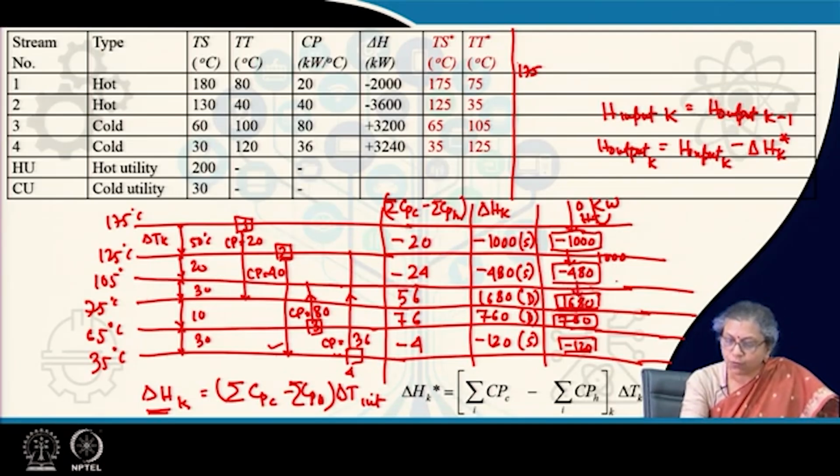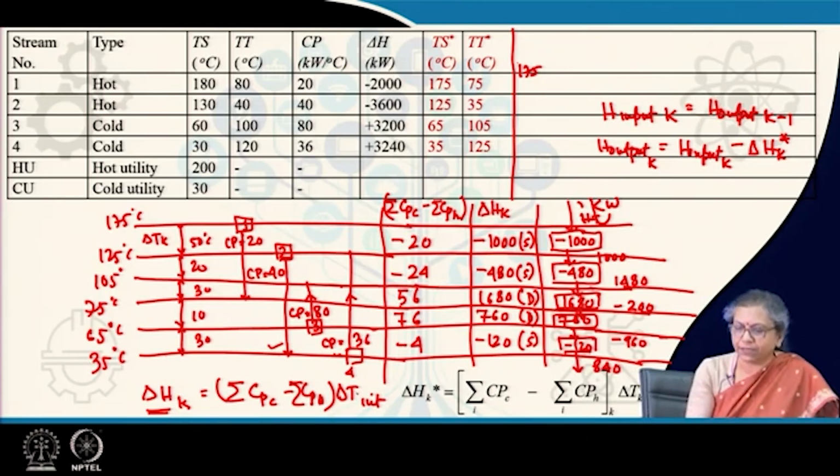So, naturally, 1480 kilowatts are coming in here. From this to this, we find 1480 kilowatts are coming in. 1680 is the delta H k. So, for this particular case, it is minus 200. From here to here it comes, we find it is minus 960, and then what comes down here is 840, right.